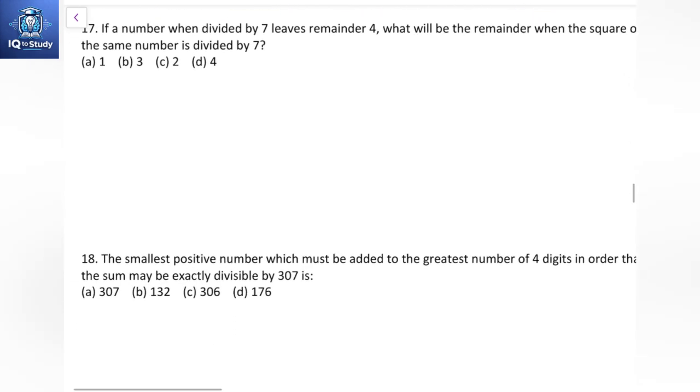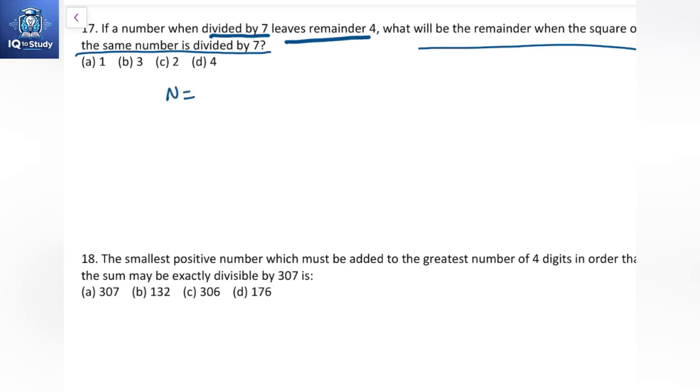If a number when divided by 7 leaves remainder 4, then what will be the remainder when the square of the same number is divided by 7? According to the question, number is equal to divisor into quotient plus remainder. So that is equal to 7 into n plus 4.